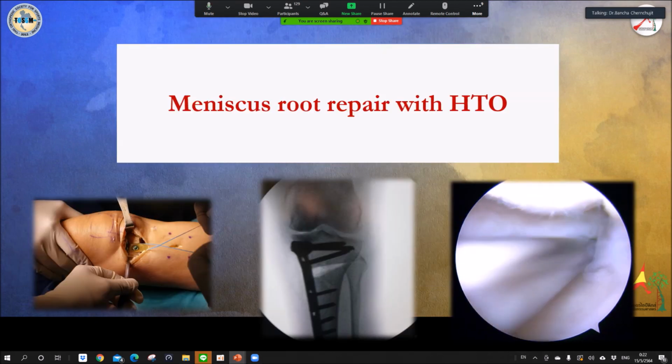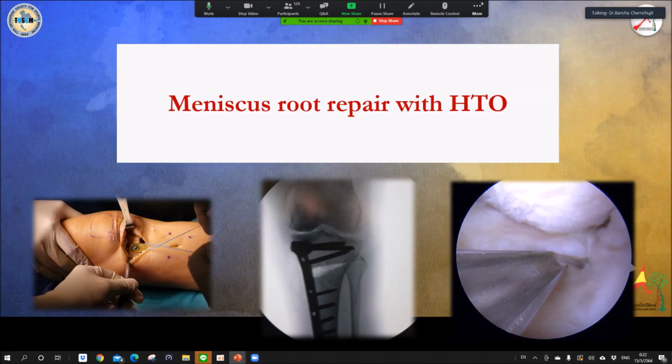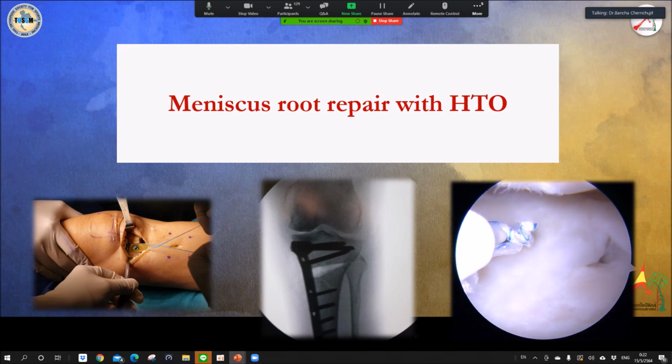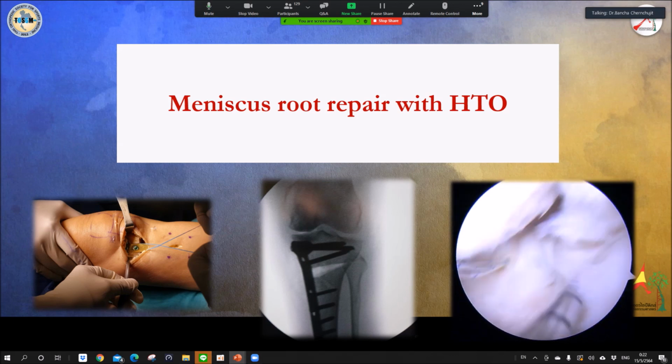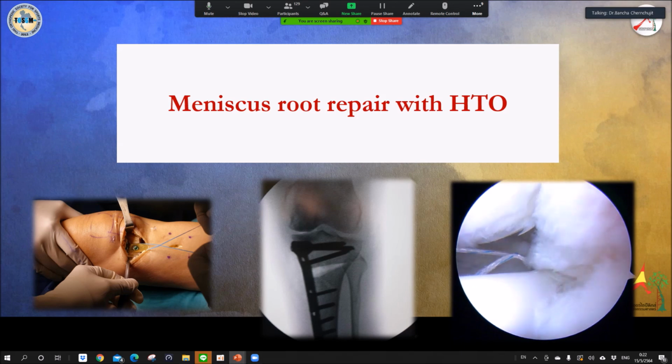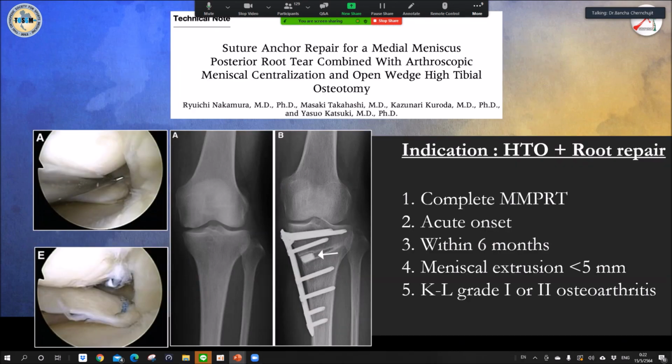So another concern is about STO. Sometimes the patient came to see you very late and start to have arthritic change. So repairing the meniscus root alone may not solve the problem. So these are indications for the STO with root repair.